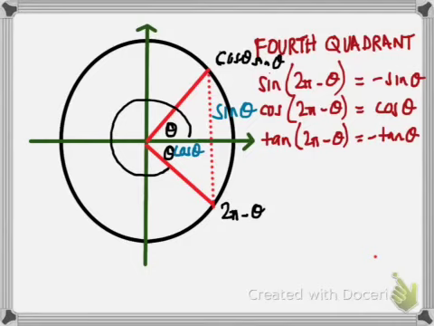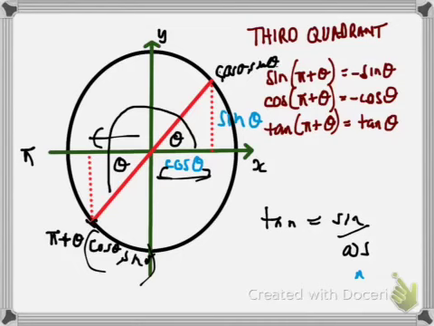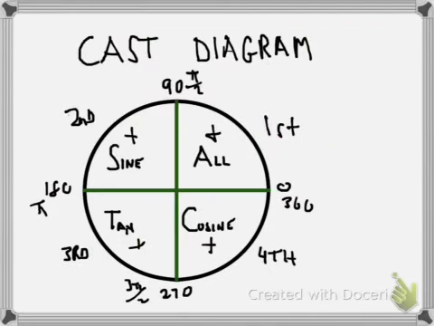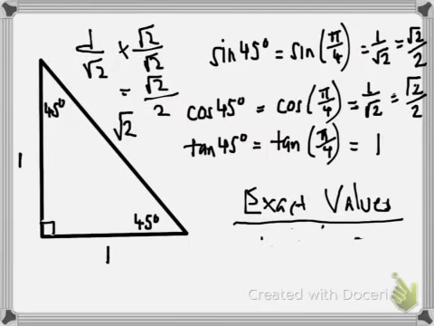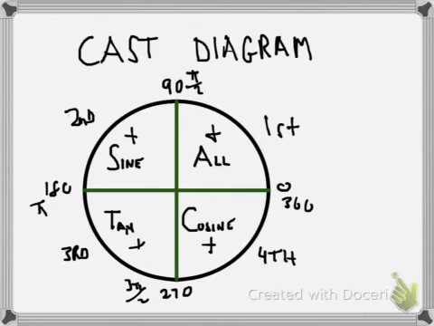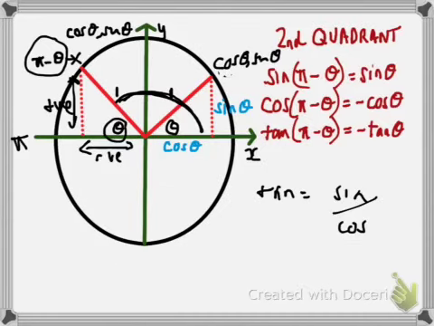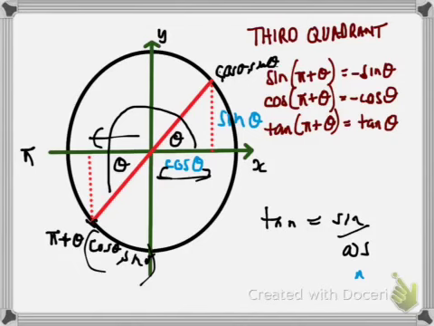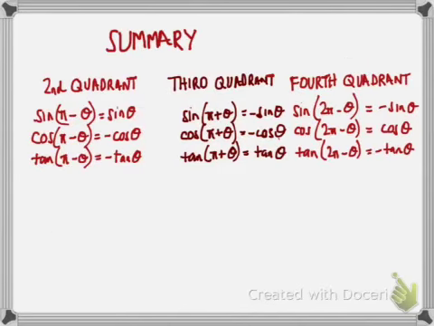So there's our fourth quadrant rules. Let's look back: third quadrant, second quadrant. So there's our CAST diagram, and we developed how we got the rules in the second, third and fourth quadrant. There's the summary. Now, it's important to realise that that table is very handy, but it's not on the formula sheet or the information sheet at the end of the year.